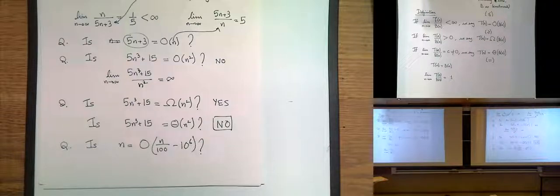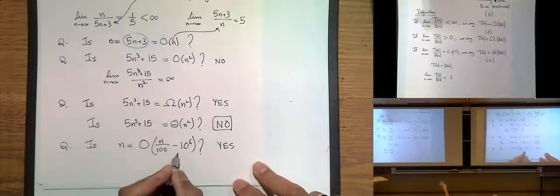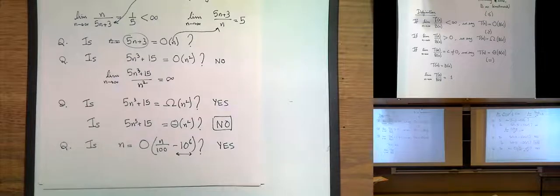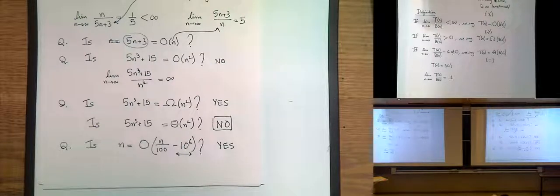Okay, so what is the answer? Yes, again, you would see that this minus 10 to the 6 has nothing to do with the limit, because as n goes to infinity, this doesn't matter anymore. Yeah? Would you ever want to benchmark against something weird like that? No, you wouldn't. You would not benchmark against that.